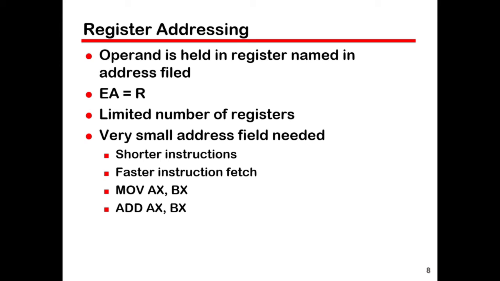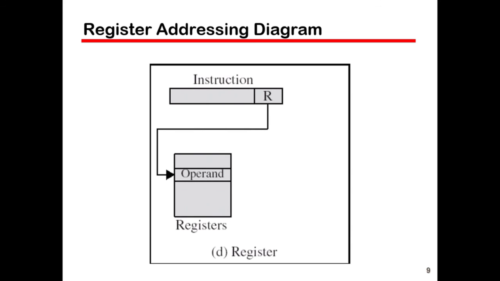Just like for example move AX, BX. So there are basically in hypothetical system 4 registers, AX, BX, CX and DX. So AX, BX, first register is your source register and second one is your destination register. So this is the syntax of move instruction, and second one is add. This is the example. In the address part, R is the register name which is having operand. So that's why it is to be known as register addressing mode.